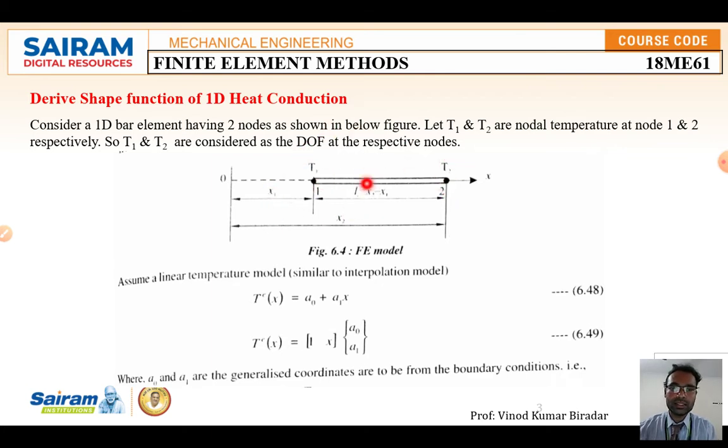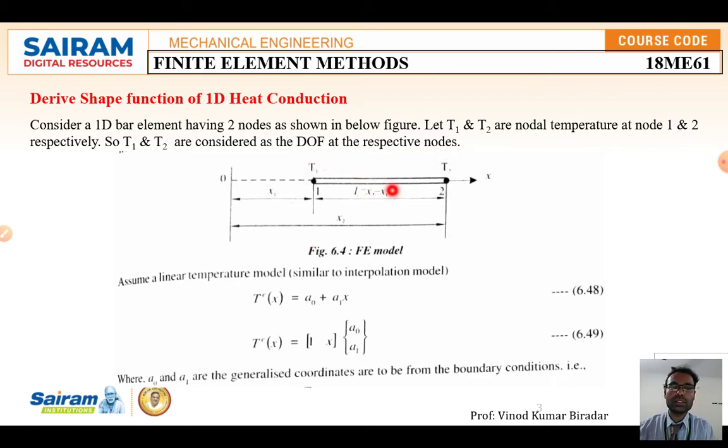Consider this as a global natural coordinate system. Let us assume we measure from this point, which is the origin. The distance to node number 1 is x1, and the distance to node number 2 is x2. The difference between these two is x2 minus x1, which is the length L. So L is equal to x2 minus x1, and T1 and T2 are the nodal temperatures.